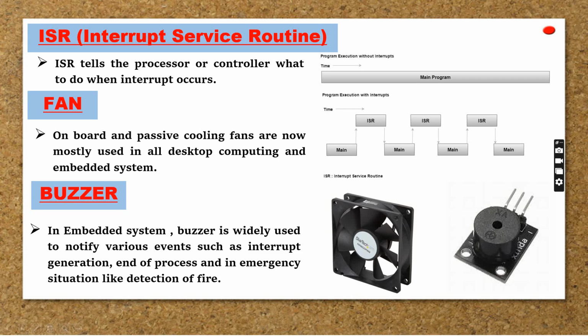A fan serves the primary function of circulating air to dissipate heat generated by the electronic components such as microcontrollers, processors, power supplies, and other integrated circuits. Looking into the buzzer, its primary function is to generate sound-based alerts or alarms to notify the users of specific events, conditions, or errors within the embedded systems.